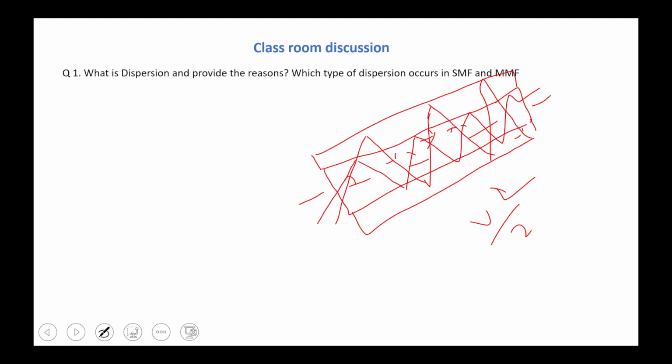So what is the difference between intermodal and intramodal? It is intramodal because of the optical light sources, as the optical light source does not emit a single frequency but a spectrum of frequencies. So it is due to the spectral width of the optical source. Okay. And intermodal is due to the different group velocity of different waves. Okay.